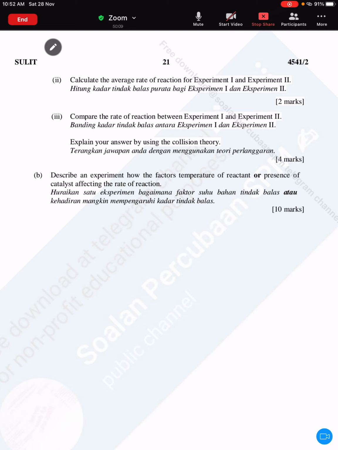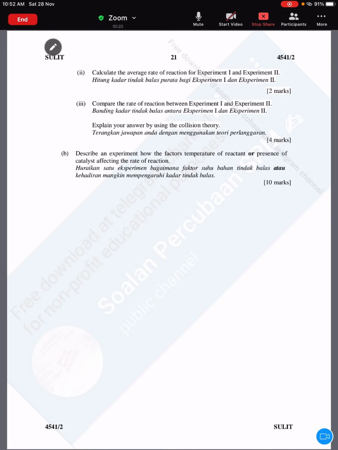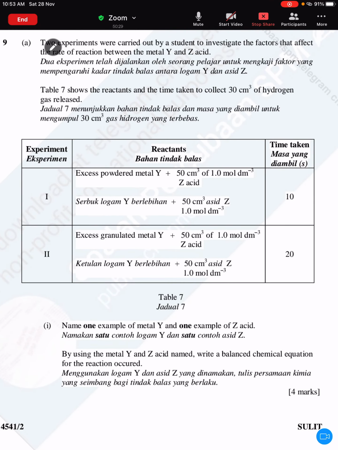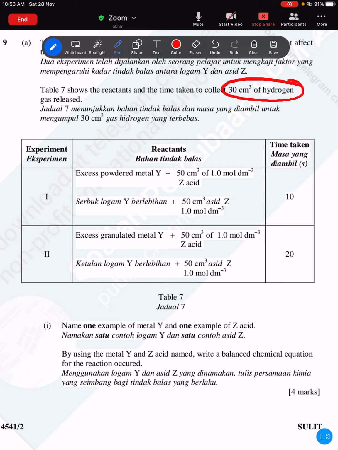Okay, are you ready guys to do this? Calculate the average rate for experiment 1 and experiment 2. When I'm talking about average, look at here, my dear students. This is one of the clues. They produce 30 cm cubic hydrogen gas. Therefore, the calculation of the rate for this experiment will be volume divided by time taken.